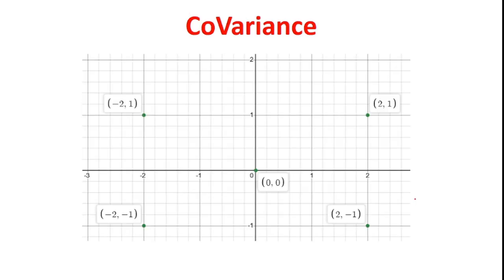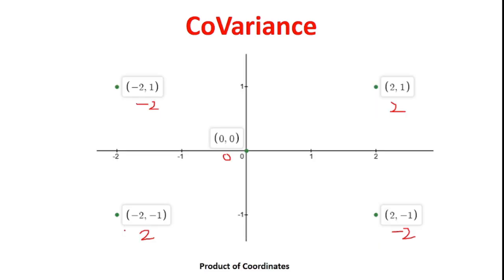Now we can get into what is meant by covariance. In this covariance, I have considered 5 data points. The first data point is (0, 0), the second is (2, 1), the third is (2, -1), the fourth is (-2, 1) and the fifth is (-2, -1). I am going to take the product of all the coordinates. For example, -2 into 1 is -2, 0 into 0 is 0, 2 into 1 is 2, 2 into -1 is -2, and -2 into -1 is equal to 2.